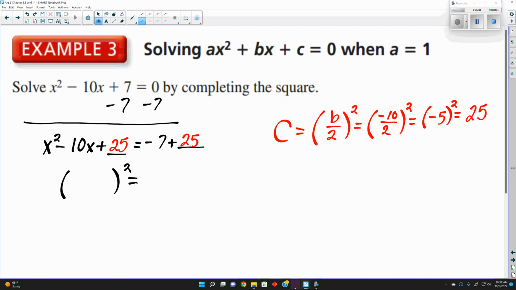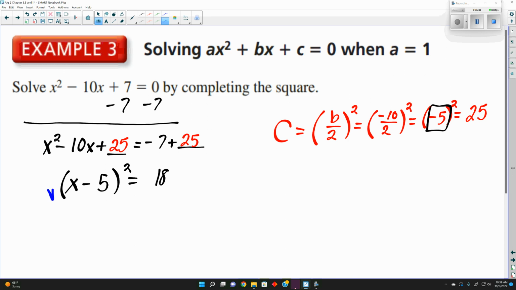But we know we'll have x, because that's for our x times x. That gives us x squared. Now the number inside the parentheses before we squared it was -5. So it's going to go into the parentheses here, telling us that we have x minus 5 squared. Now -7 plus 25 is a positive 18. Now we can use the square root method.